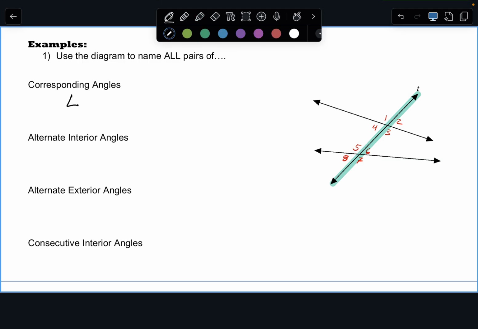Now let's look at corresponding angles. What two angles are in the top left position? 1 and 5. They're in the top left. So since they're in that same relative position, they're corresponding angles. Angle 2 is in the top right. What other angle's in the top right? 6. Top and then right. So 6.